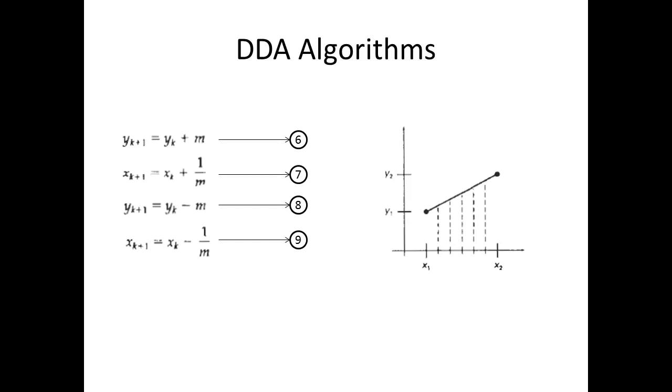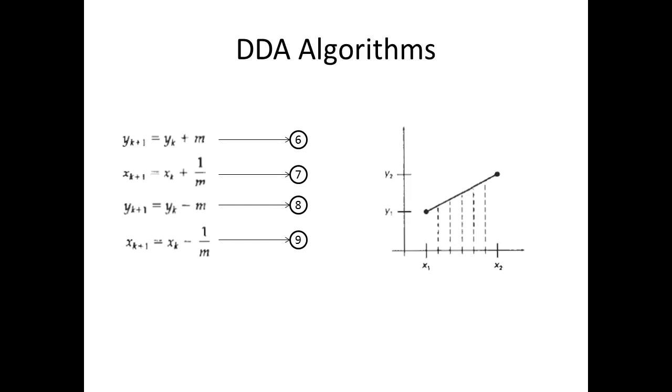Then we either have delta x = −1 and y_(k+1) = y_k − m. It is equation 8. Or have delta y = −1 with x_(k+1) = x_k − 1/m. It is equation 9. Equations 6 through 9 can also be used to calculate pixel positions along a line with negative slope.